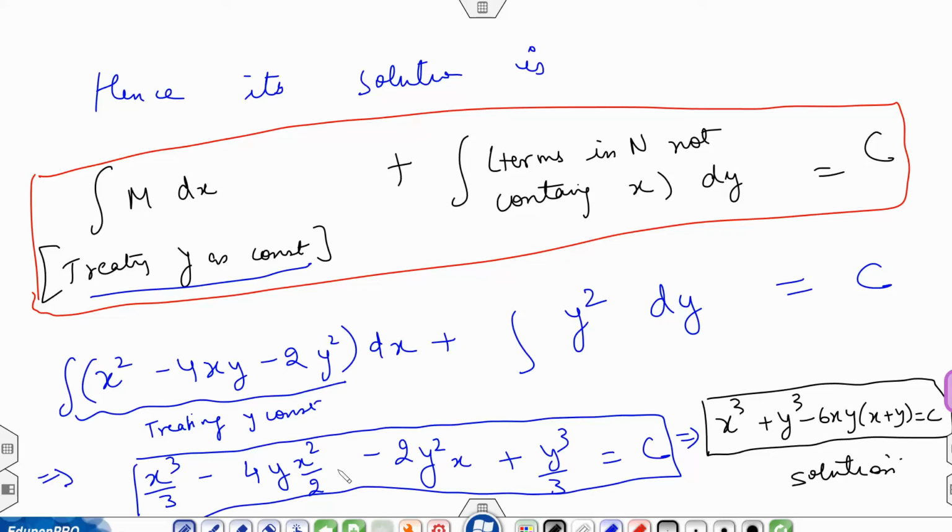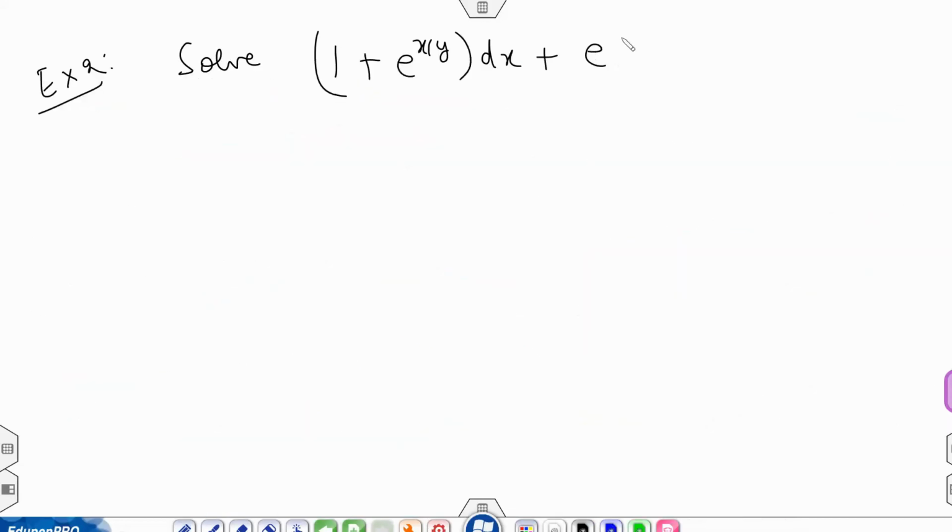Now we will solve a few more questions. So example 2, solve this differential equation. Again what we need to do is compare this equation with m dx plus n dy.